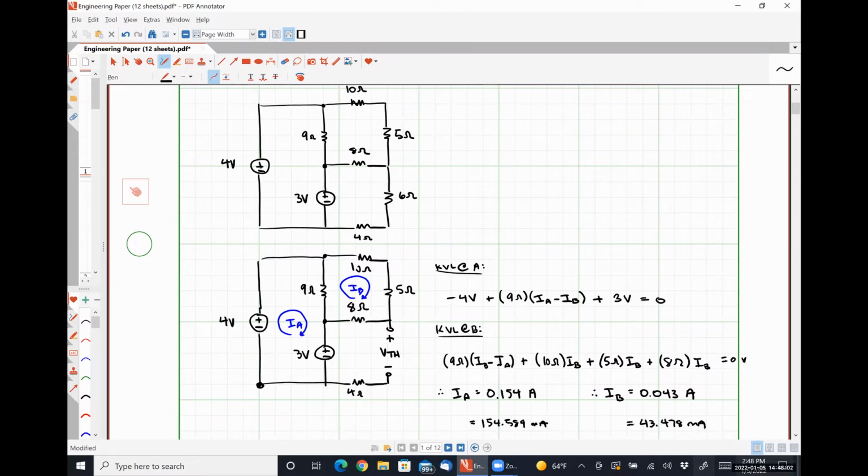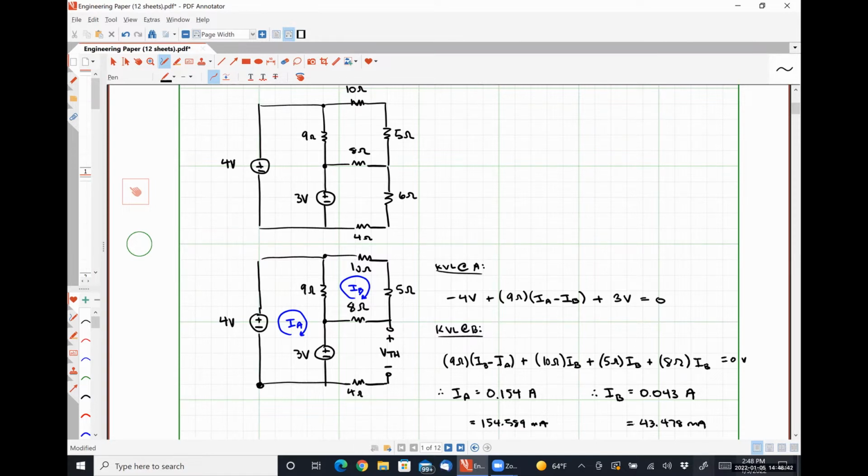Anybody have any thoughts at all? All right, well, David. Current B minus current A times 6 ohms. Okay, I'm not entirely sure where any of that comes from. So, Norman. That's more in line with where my head is at.